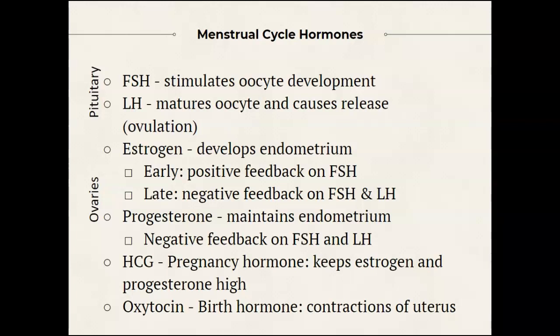And this allows for the endometrium to continue to develop and get thicker and stronger to provide nutrients for the zygote. And then oxytocin is a birth hormone, which causes contractions of the uterus.